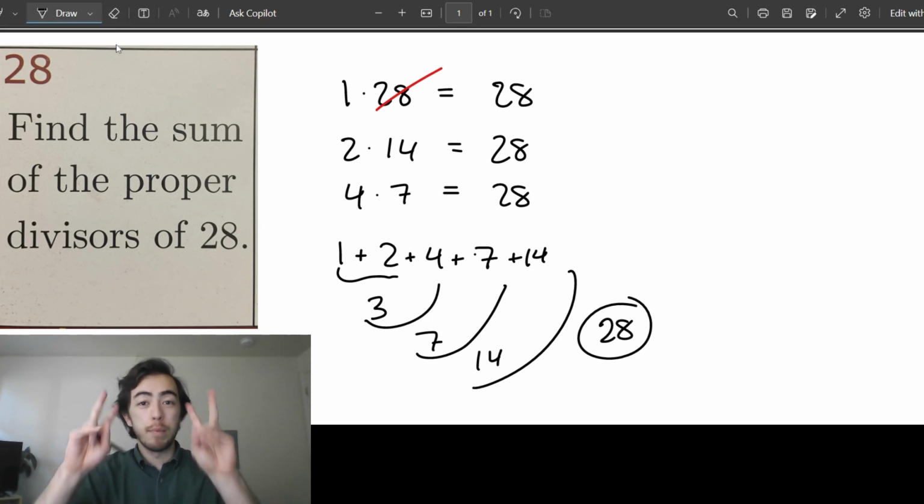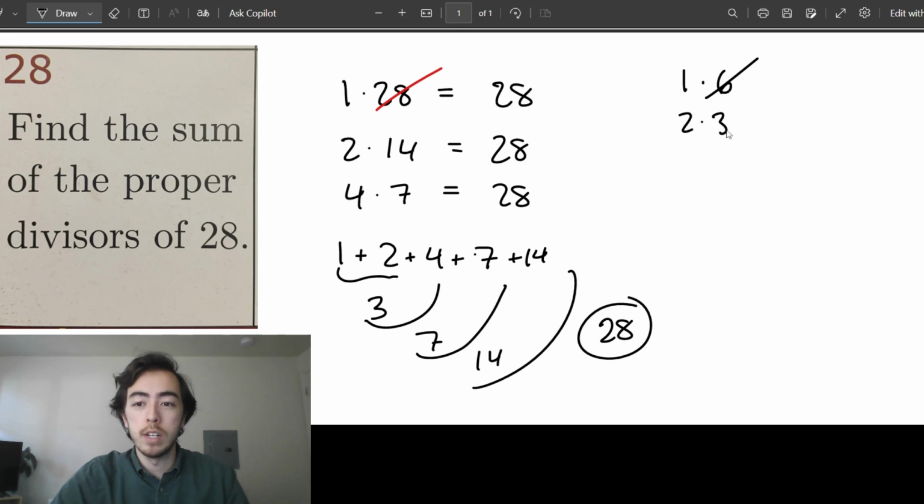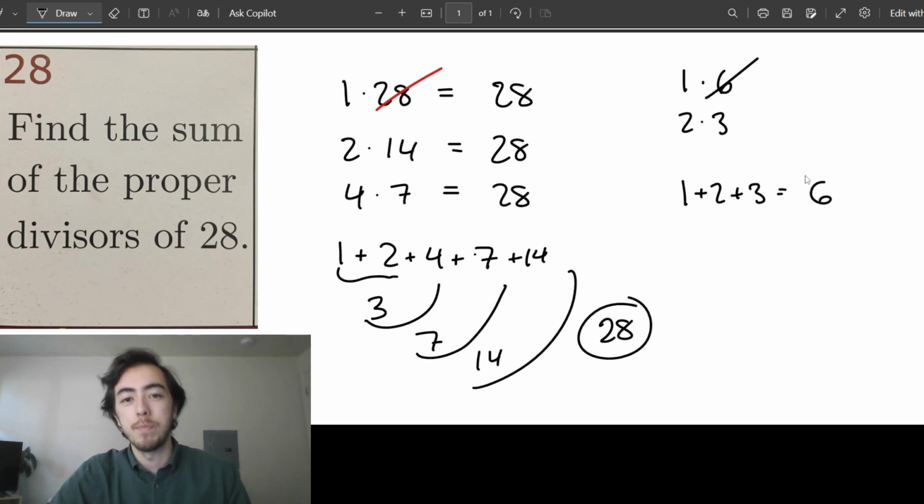This makes it a perfect number. That's just what it's called in math when you do this process and you get the same number that you started with. The smallest perfect number is 6, because we could do 1 times 6 or 2 times 3. And then when we get rid of the number itself and only sum up the proper divisors, we get 6 again. And this isn't the case for all numbers.